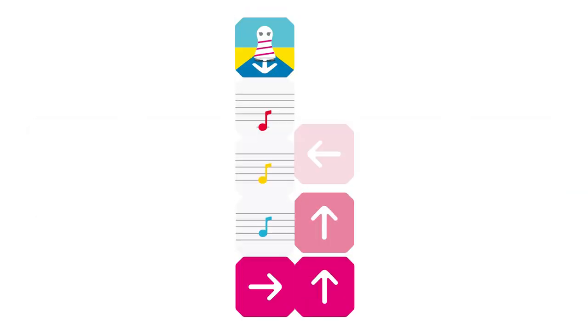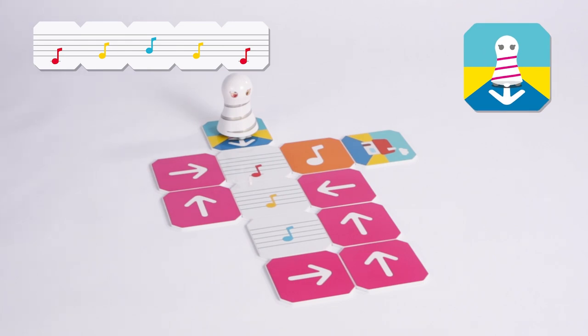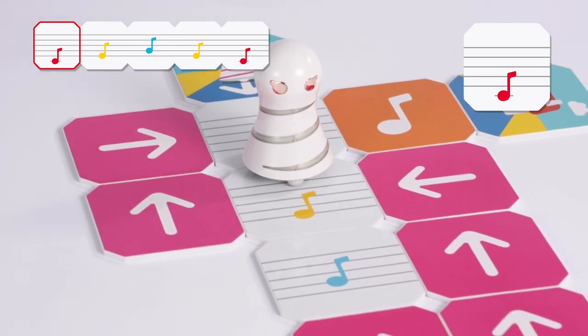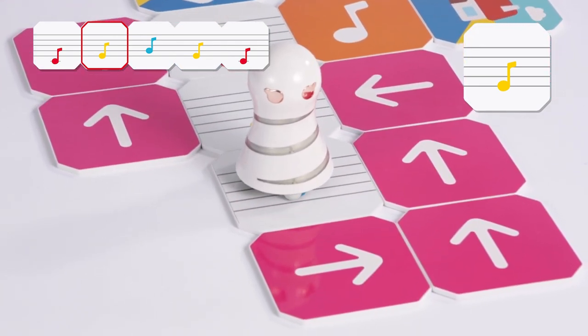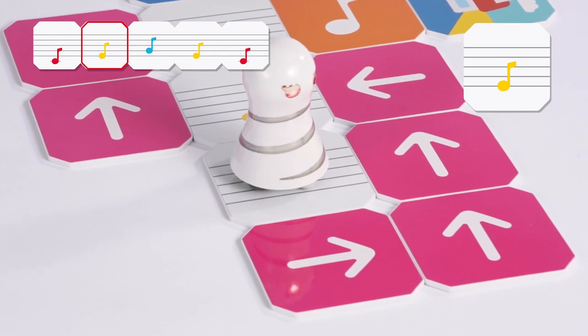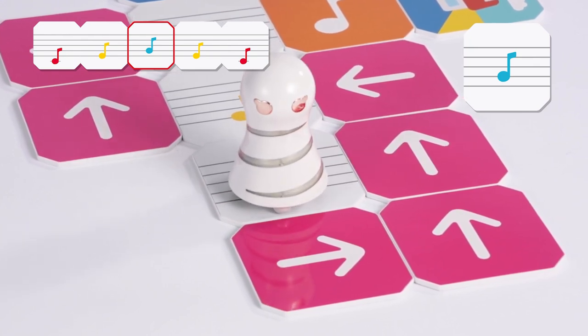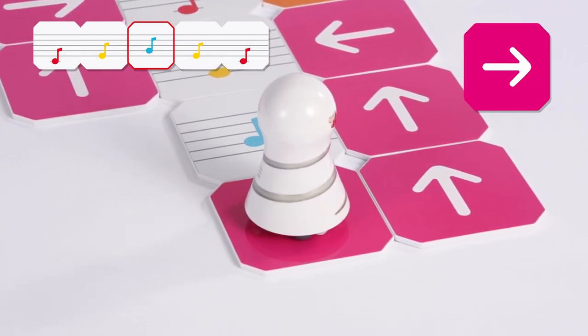How do you arrange the panels? Were you able to place the panels so that Kmita passes through them in the order of C, E, G, E, C (Do, Mi, So, Mi, Do)? Let's start! Kmita changes the direction.